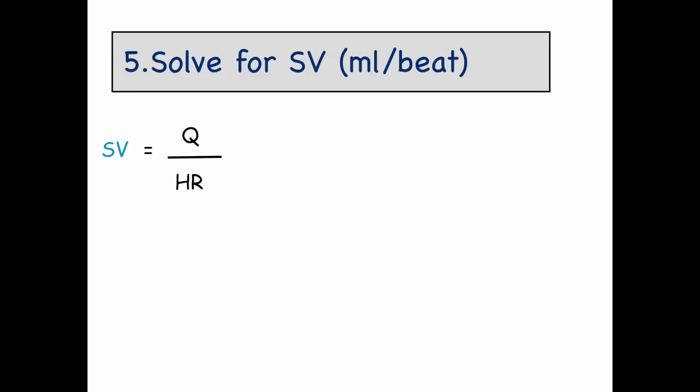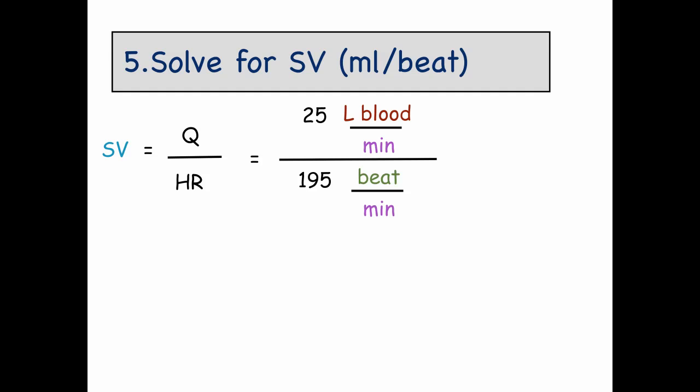So now I'm going to solve for stroke volume. I'm going to enter my cardiac output, which is 25 liters of blood per minute. And assuming Terence is 25 years old, I'm going to take 220 minus his age, which is our simple, easy, predictive maximal heart rate, and get a maximal heart rate of about 195 beats per minute. Again, if I take 25 liters per minute cardiac output divided by 195 beats per minute, I'll get the correct answer here.